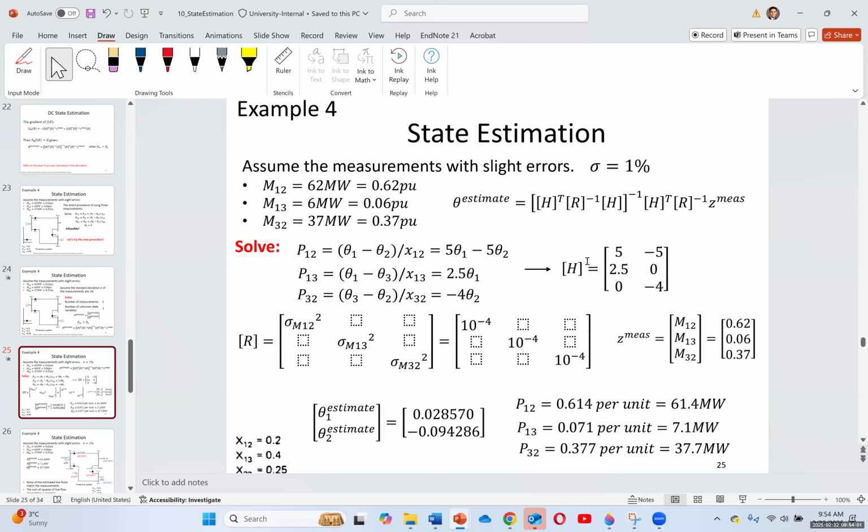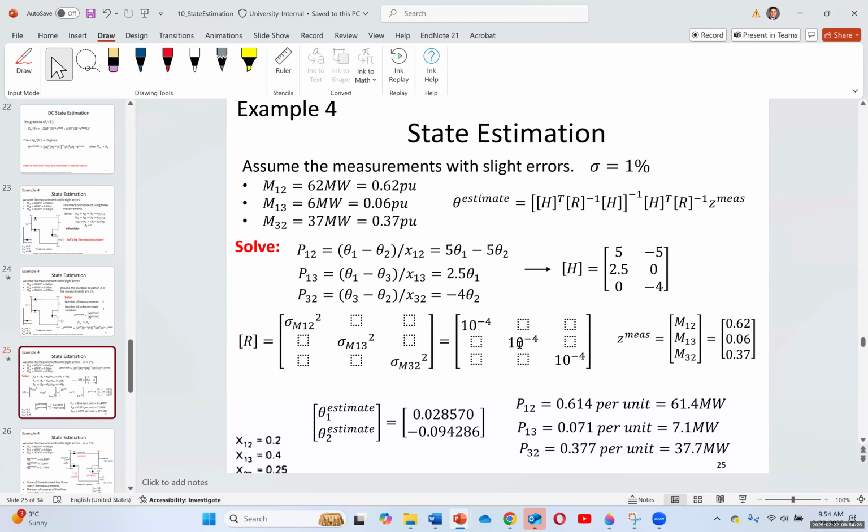And if we have the H matrix, it's going to be 5, negative 5, 2.5, 0, and 0, negative 4. We have to find H transpose to be able to find this. And R is the sigma of M12, sigma M13, and sigma M32. Sigma, which is our error, is 1%.